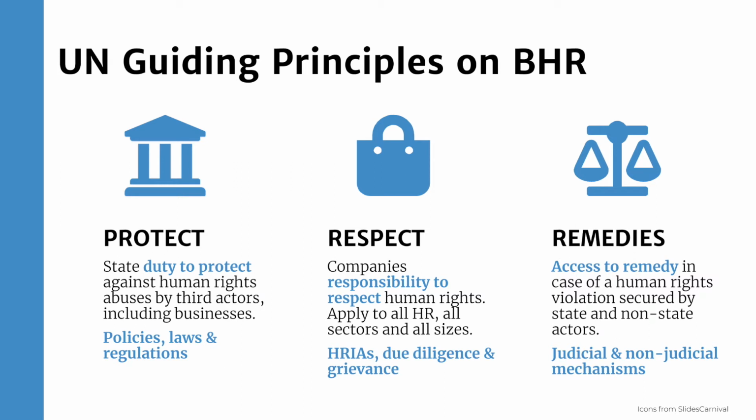They're divided into 3 pillars. The first pillar, Protect, says that governments have to make sure that human rights aren't abused by businesses. This usually means passing laws that prevent human rights abuses and making sure that they're implemented.